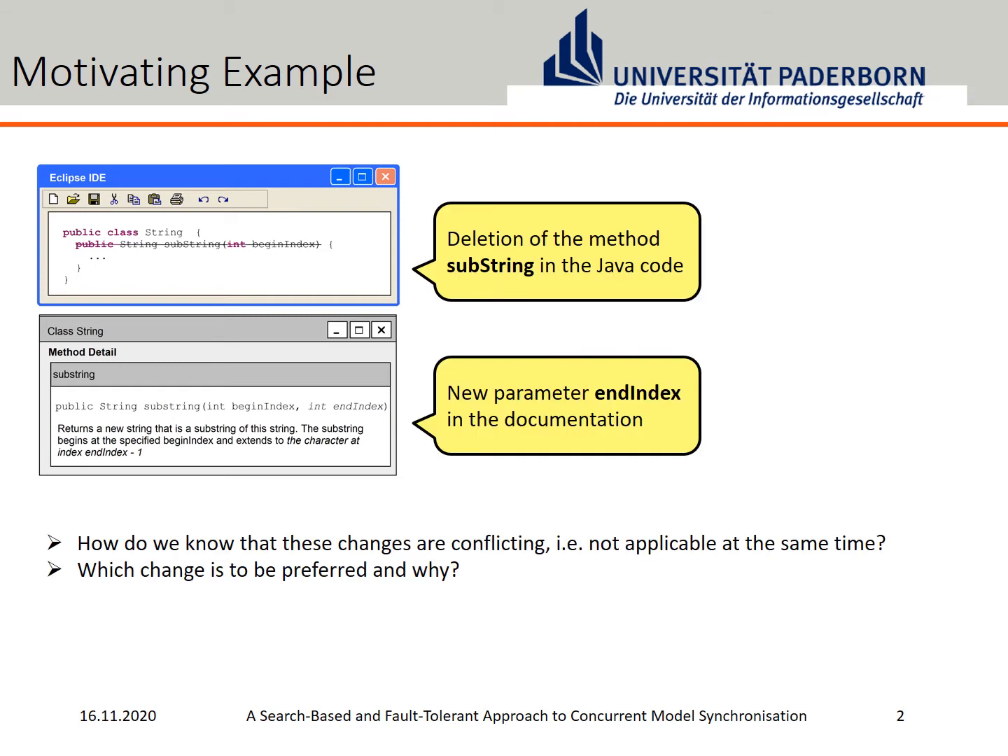The question that arises here is, how do we know that these changes are conflicting, which means that they are not applicable at the same time, which is quite obvious when looking at the example from this point of view. And also, it is important to know which change is to be preferred and why this should be preferred. Although we won't be able to give a general answer to the second question, we propose a configurable method for weighting creations, deletions, and other changes on the model.